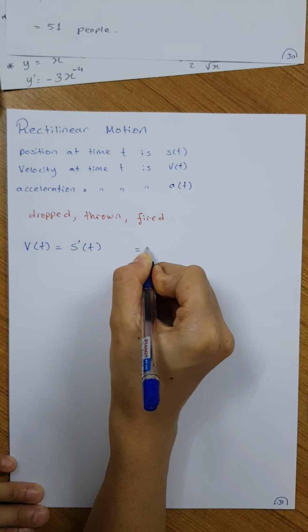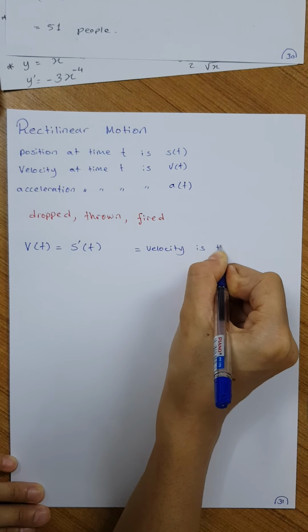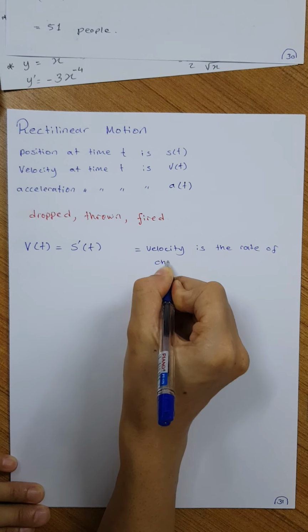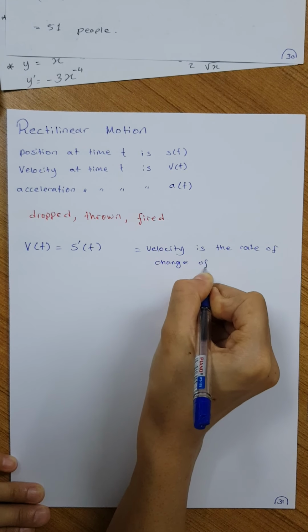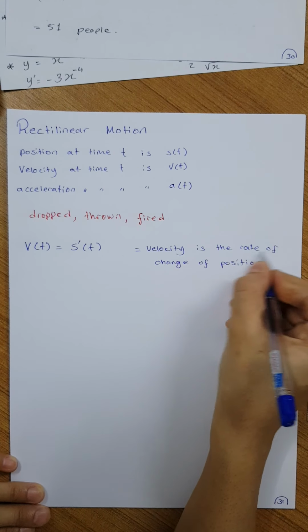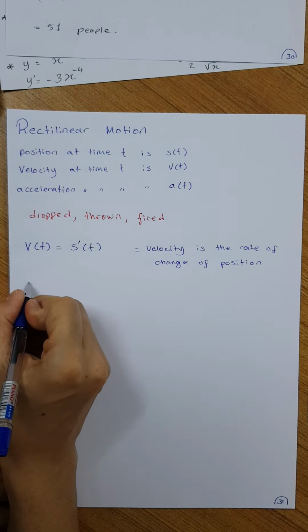Why? Because velocity is the rate of change of position, of course, with respect to time. Since it's rate of change, that means I'm taking the derivative of s of t.